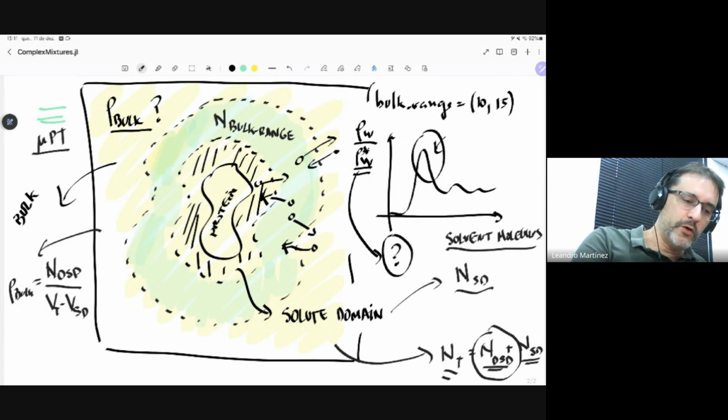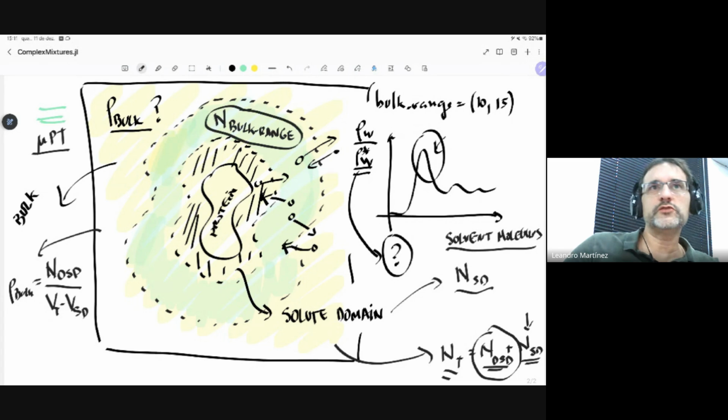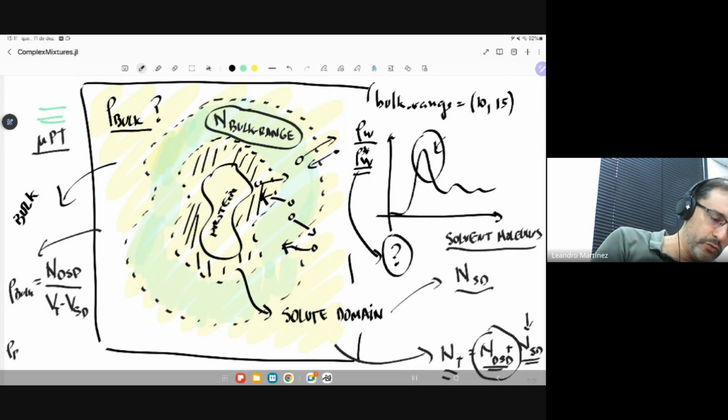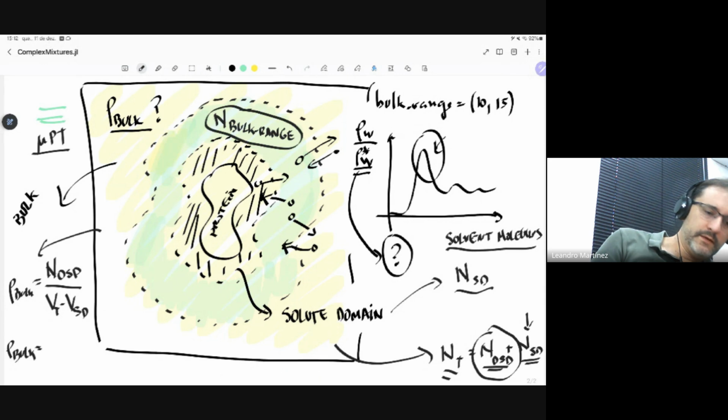And now the number of molecules that are inside this bulk range is not directly correlated anymore with the number of molecules of the solvent domain, but is the result of the equilibration of the solution in an open system which can in fact interchange molecules with the solution in general. So the density of the bulk solution will be estimated by the number of molecules of this bulk range divided by the volume of this bulk range.